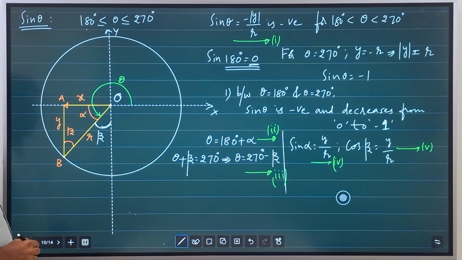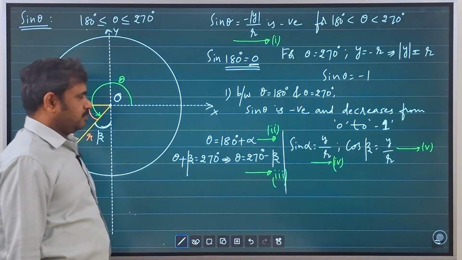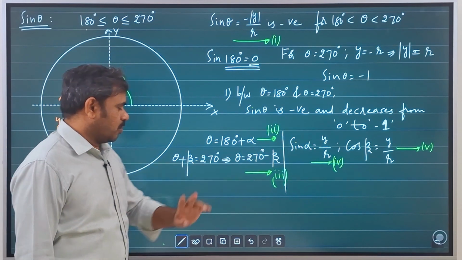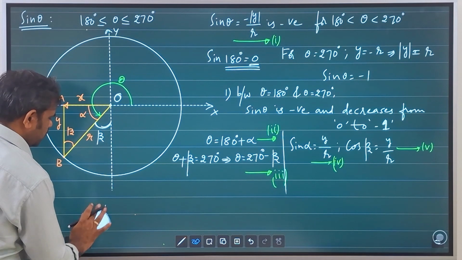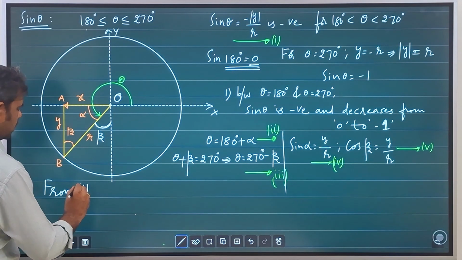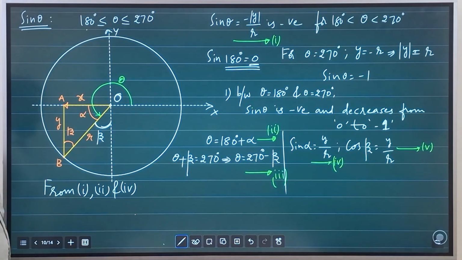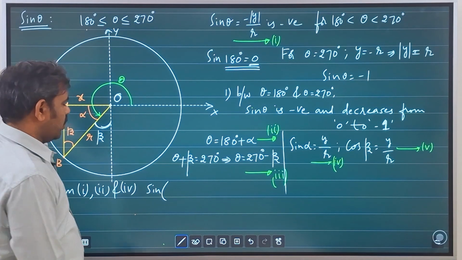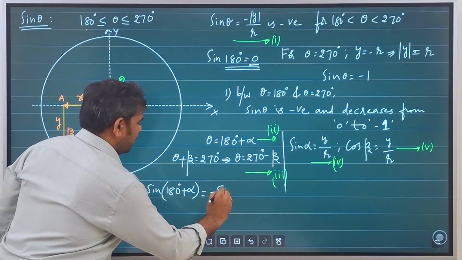So from these equations, what are the conclusions that we can come to? From equations 1, 2, and 4, we can write sine 180 degrees plus alpha is equal to minus sine alpha.